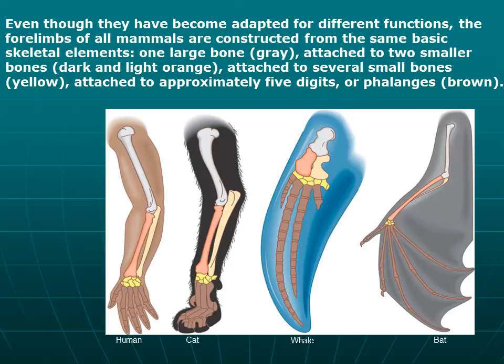If you move on down, you see that this gray bone is going to be connected to two smaller bones. One of them's kind of a peach color, the other one's kind of a pink or red color. From that point, you move down farther and you can see that these two bones are connected to several smaller bones that are illustrated in yellow. And from this point, those small yellow bones are connected to 5 digits, okay, that we share with all these species. So this suggests a common ancestor.